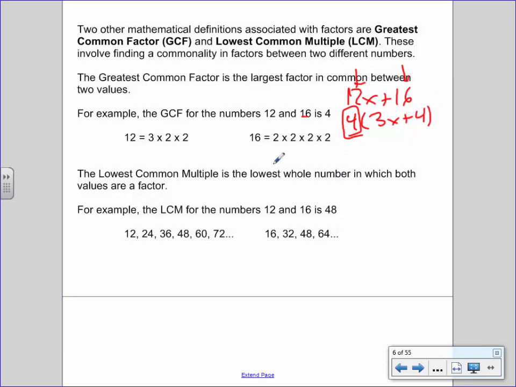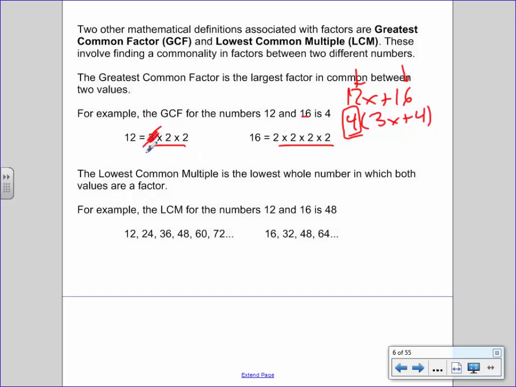Here's one way of figuring it out, though. If you were really stumped on how to find a greatest common factor, literally find all of the prime factors. So I've written them out here. 12 is 3 by 2 by 2. And 16 is 2 by 2 by 2 by 2. If you want to figure out a greatest common factor, then figure out what both of these have in common. So this one has a 3. Does this one over here have a 3?